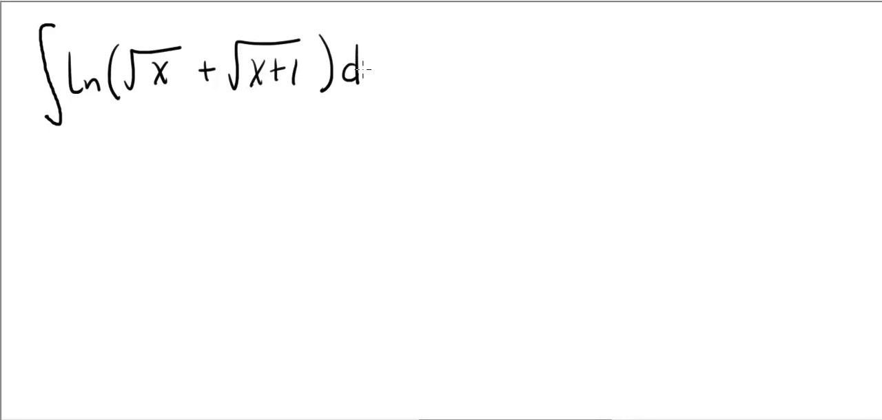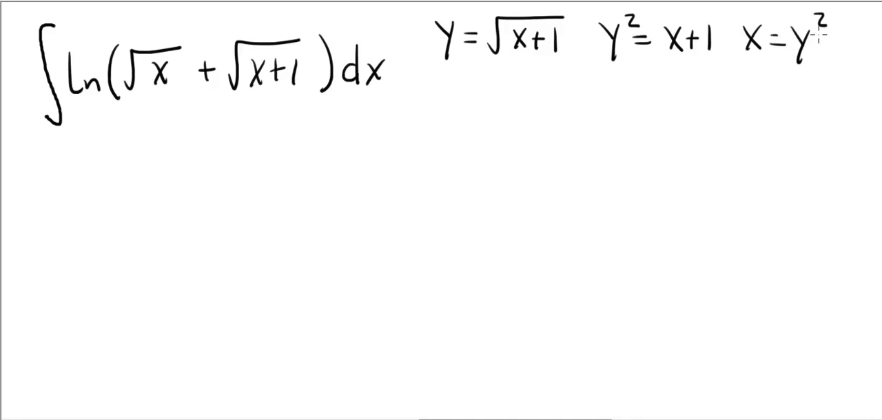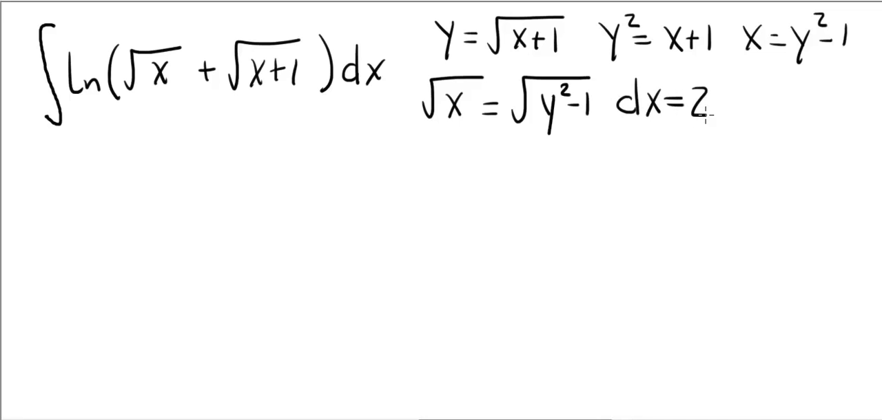We're going to evaluate the integral of natural log of square root of x plus square root of x plus 1. First, you'll make the following substitution. Let y be square root of x plus 1. That makes y squared equal x plus 1, and x equal to y squared minus 1. And we need square root of x, so that's equal to square root of y squared minus 1. And finally, dx is equal to 2y dy.